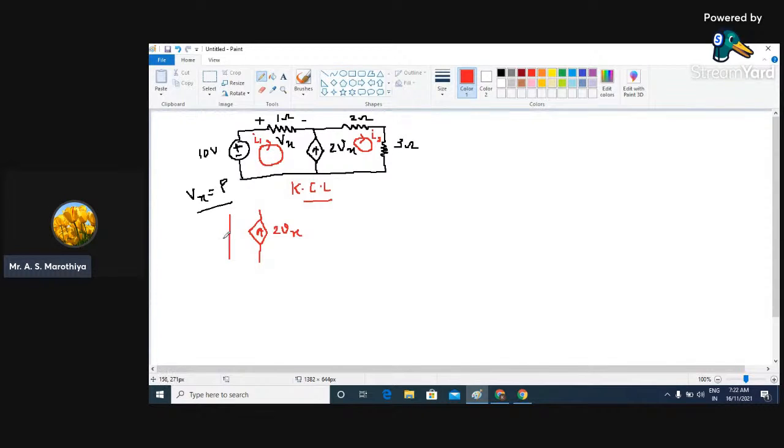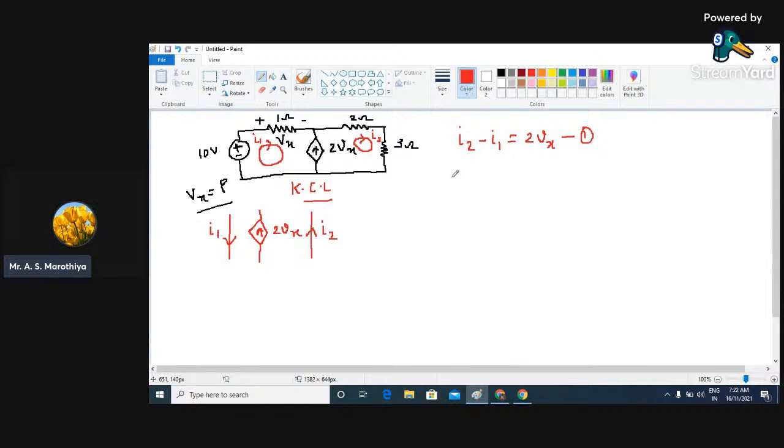On one side we have a current I1 which is flowing in downward direction, and on another side we have a current I2 which is flowing in upward direction. So if you apply KCL over here, we can write the resultant current, that is I2 minus I1, is going to be equal to what? 2Vx. This will be your equation number 1. Now why have we written 2Vx here? Because this 2Vx indicates the magnitude of this voltage controlled current source. That's why it is 2Vx.